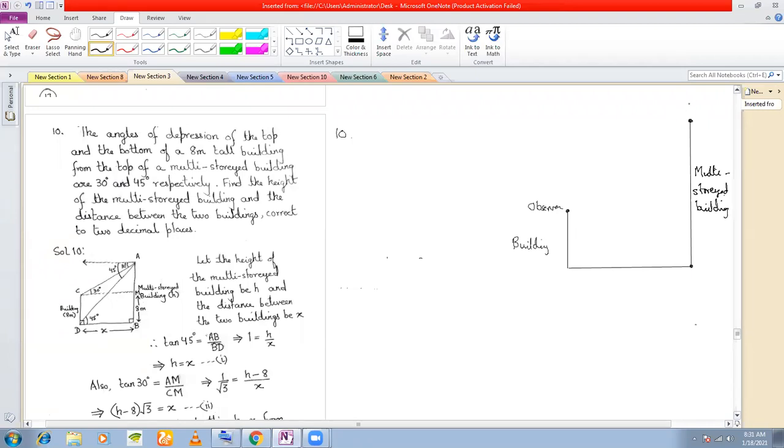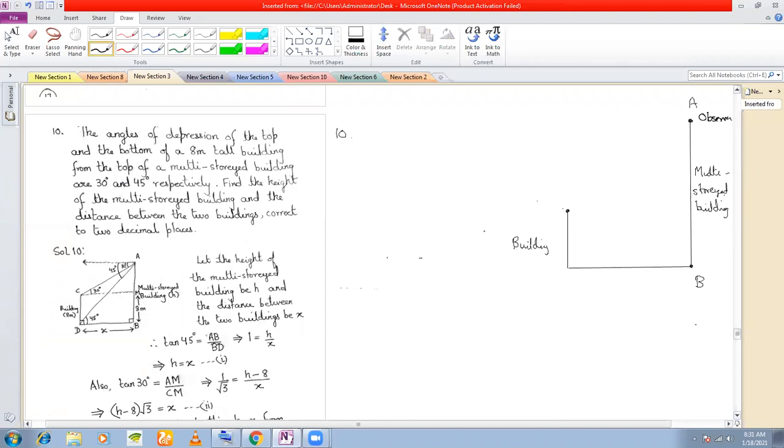Okay. So this is the top of the tower. Let us call it A. A is the top of the tower. B is the bottom of the tower. The angle of depression of the top of the tower. What do you mean by angle of depression of the top of the tower? Angle of depression means the observer is not here. Otherwise, this would be the angle of elevation. Observer is here.